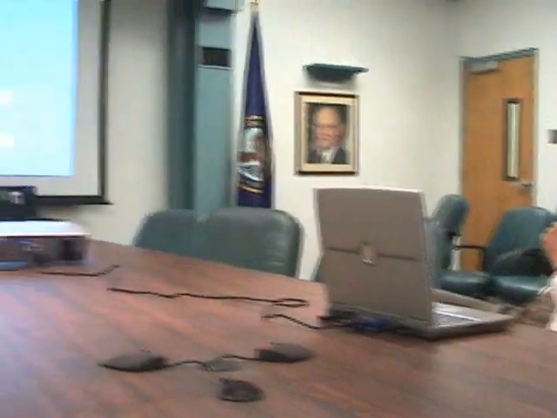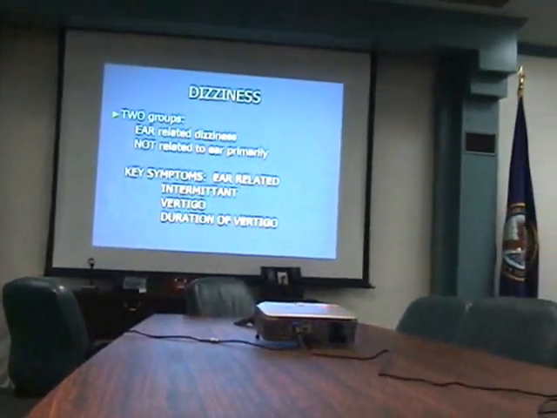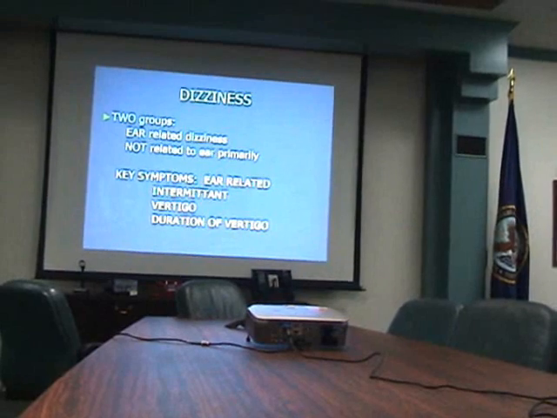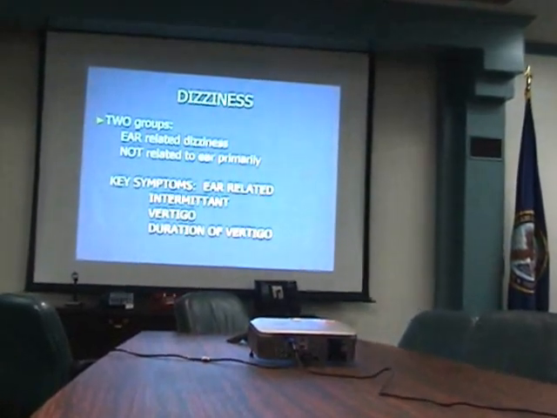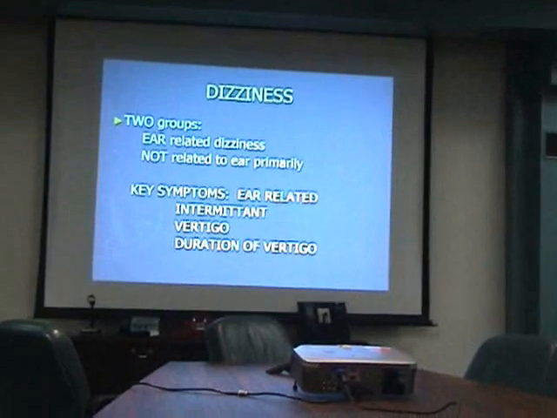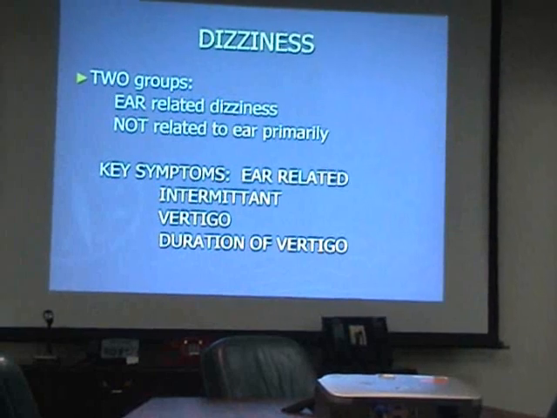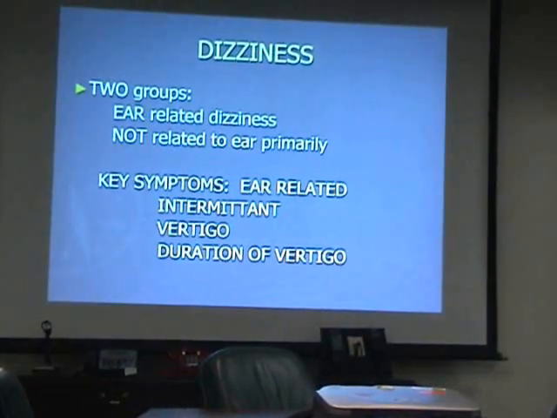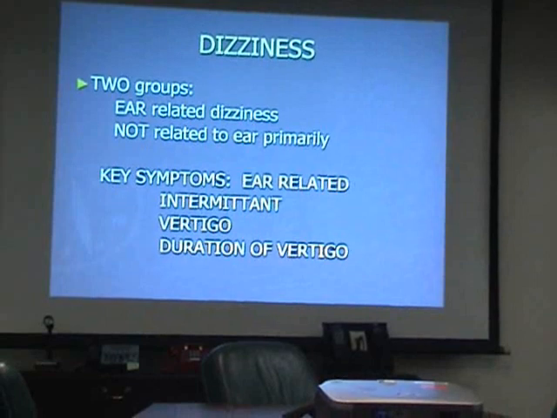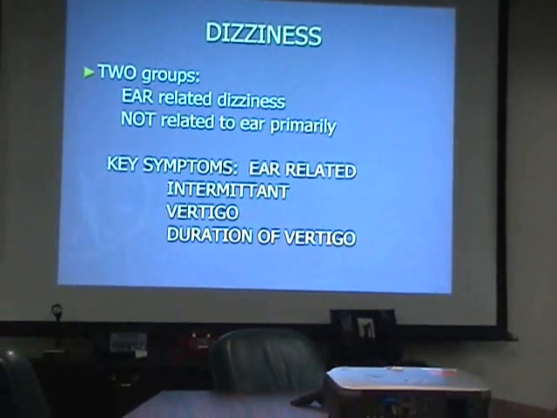How often we see patients with dizziness, and especially I think in the older population, it's a common problem. And it's really hard to know sometimes what to do with these patients. But there's dizziness that's related to the inner ear, and there's dizziness that is not related primarily to the ear. It's about 50-50. Not all patients with dizziness are related to the inner ear. If it is the inner ear, the key things are going to be, they're going to have intermittent episodes of dizziness or vertigo. Let's use the word vertigo.